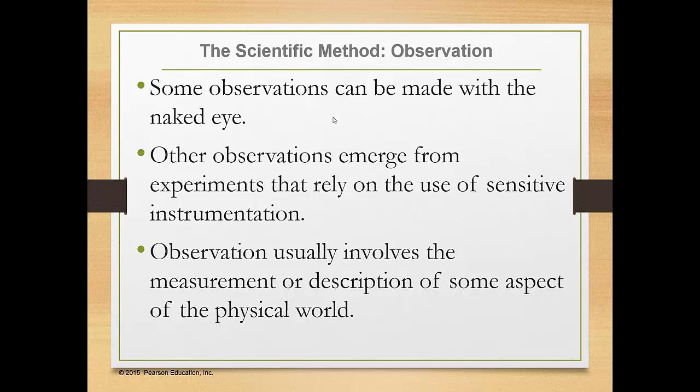Over time, though, we began to refine our ability to make these observations. And so some come from experiments that rely on instrumentation. And instrumentation varies greatly. The focus of our chemical lab tech program is going to be learning how to use this sensitive instrumentation, but also how to rely on our senses to make those observations, to interpret the results from those instruments. Okay, so observation is going to usually involve the measurement or description of some aspect of the physical world.